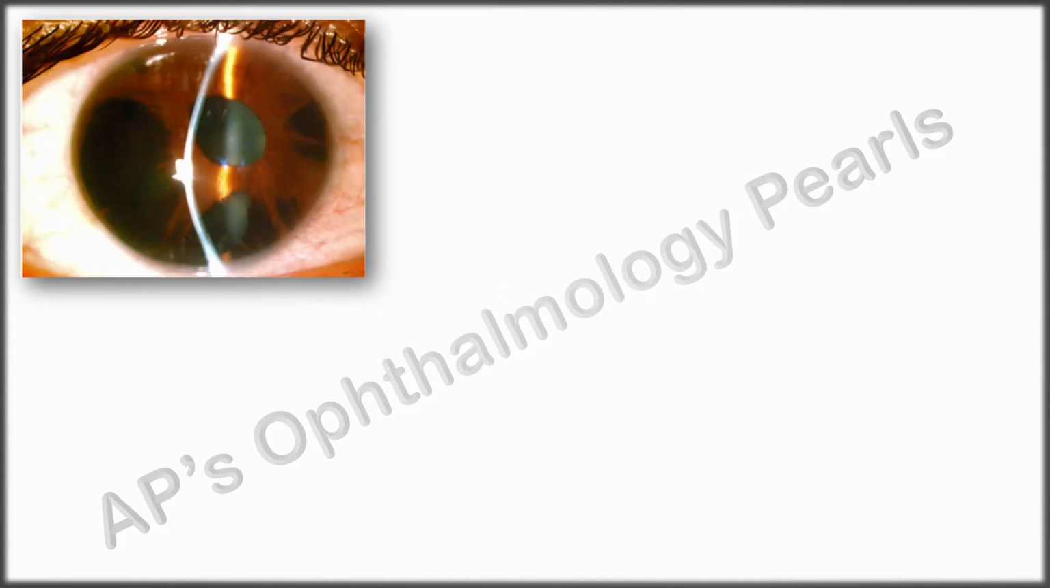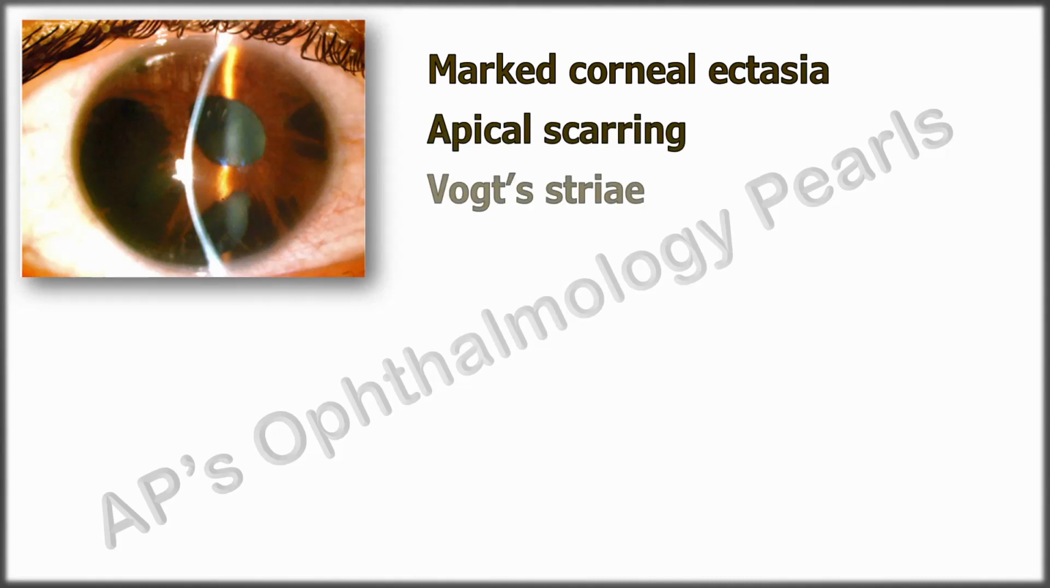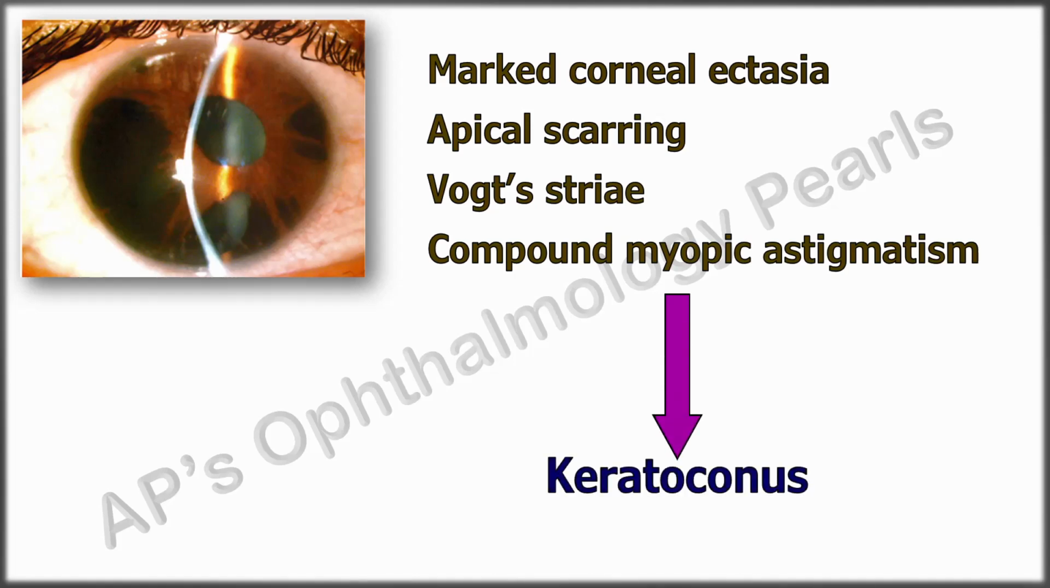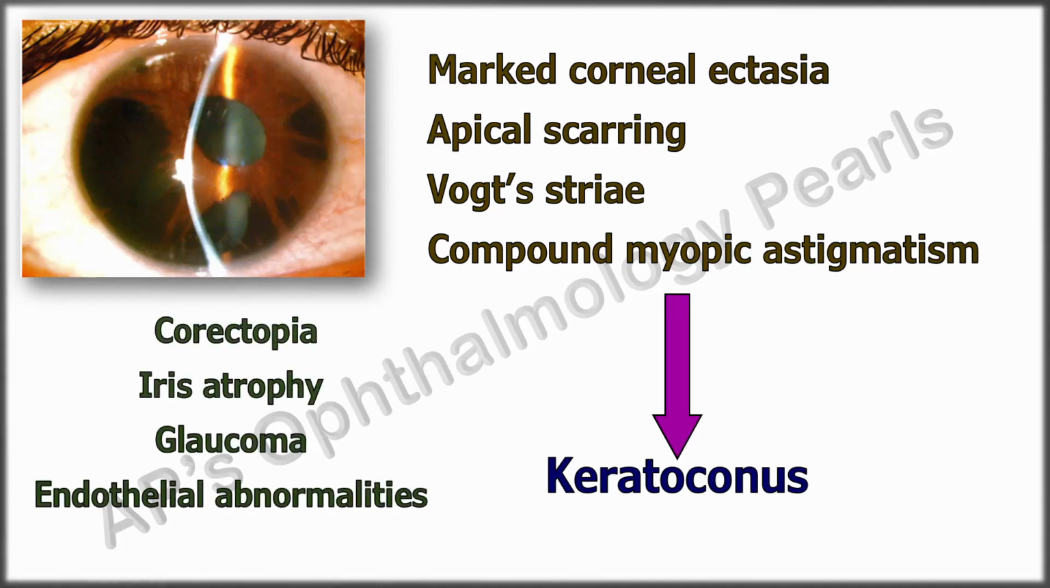In this case, the presence of marked corneal ectasia with apical scarring, Vogt striae, and compound myopic astigmatism are diagnostic of keratoconus. The other findings are not typically present in keratoconus. Here we are dealing with correctopia, iris atrophy, glaucoma, and endothelial abnormalities. Since glaucoma is non-specific and endothelial abnormalities have many causes, let's look at those causes that have correctopia along with iris atrophy and stromal defects.